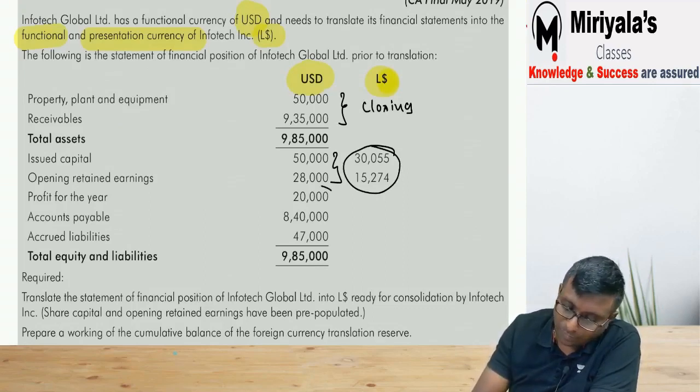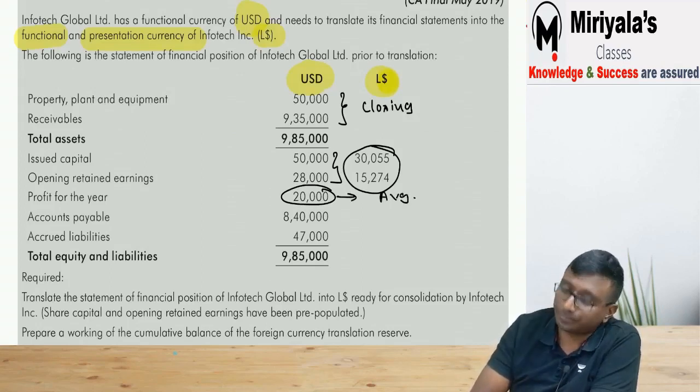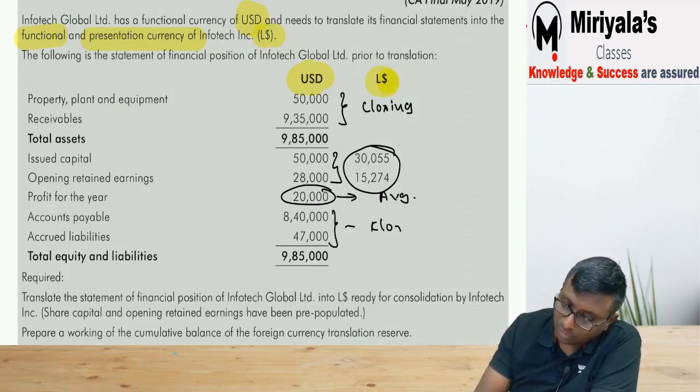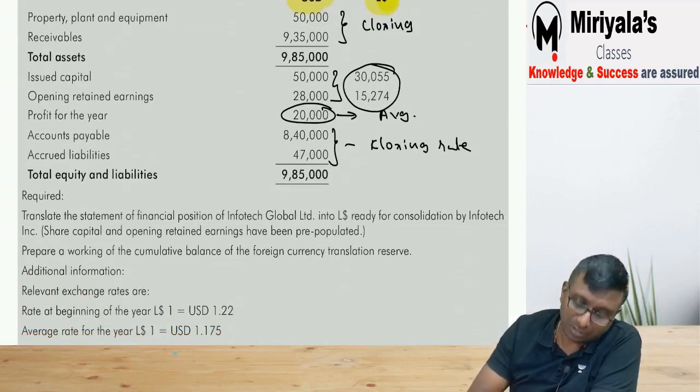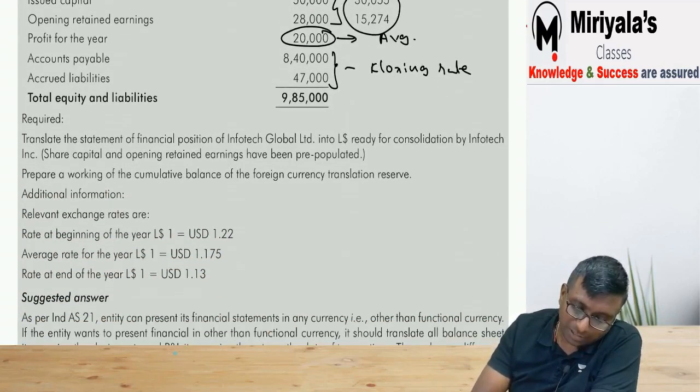Next, profit for the year. What are you supposed to do? Current year average rate you are supposed to take. Next, these are other liabilities. Other liabilities, what are you supposed to take? You are supposed to apply the closing rate. That's all. They translate the statement of financial position, the balance sheet.